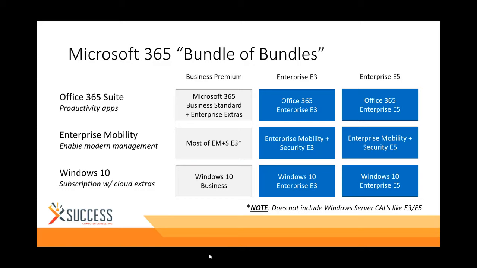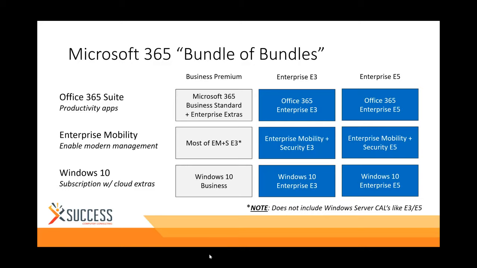Now, how they built this plan up is they started with Microsoft 365 Business Standard, which was previously called Office 365 Business Premium. And then they layered in some enterprise extras to make it almost equivalent to Enterprise E3. So for example, they added unlimited mailbox archiving, as well as email encryption and some other features, DLP, that help to make it much more similar to the Enterprise E3 plan.